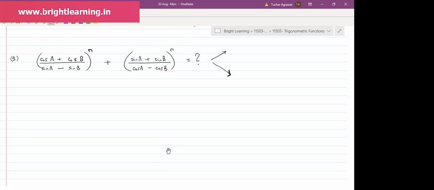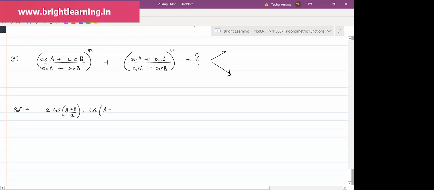So then cos square A minus cos square B by 2? No, that is also incorrect. Okay, see, the first numerator, it will be twice cos of A plus B by 2 into cos of A minus B by 2. Is it clear? Just the first numerator I'm solving.